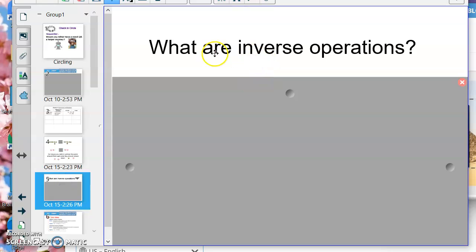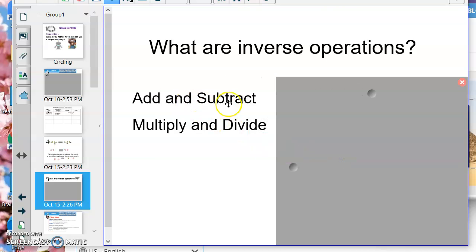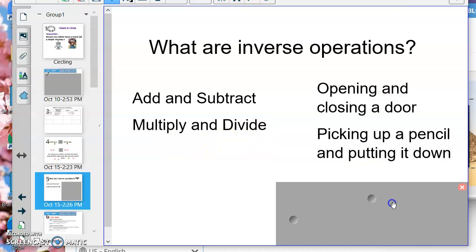And another thing to keep in mind is, what are inverse operations? Well, they are operations that undo each other. And most of us understand adding and subtracting as inverse of each other. Multiplying and dividing are inverse of each other. And of course, some real life applications, opening and closing a door, picking up a pencil and putting it down, those would also be inverse operations because one undoes the other one.